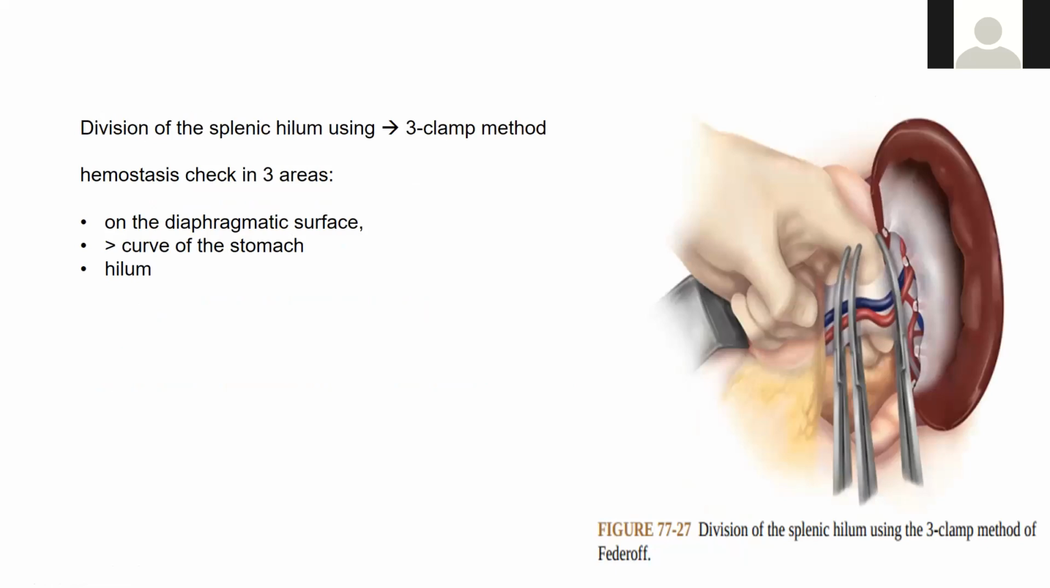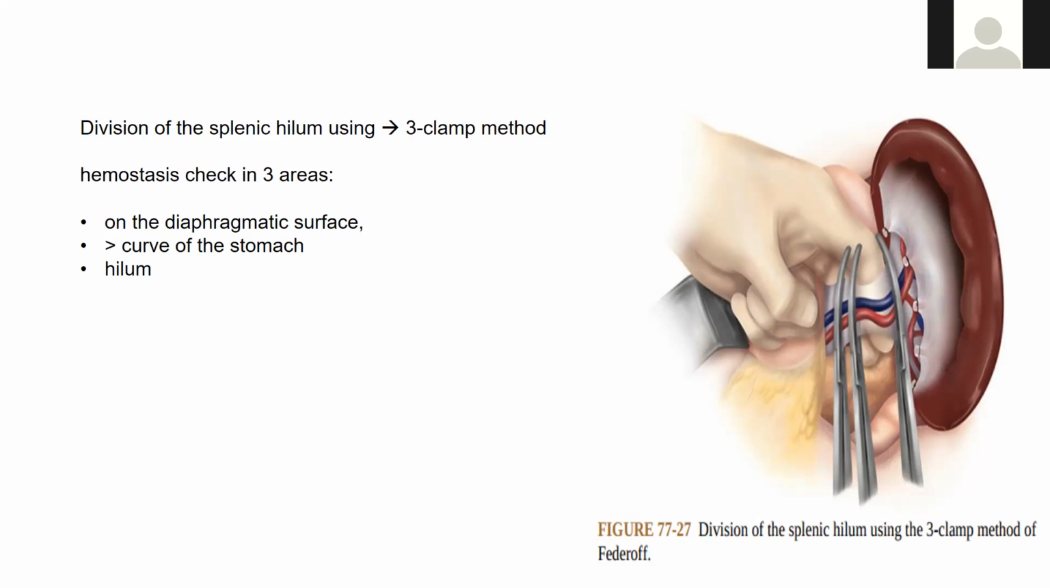After you have done your ligamental release and you medialize the spleen, you look at your splenic vessels. They usually say you tie the vessels individually, your arteries and your veins, using the 3-clamp method. So you have 2 clamps proximally and 1 clamp distally towards the spleen. In cases where there is an underlying hematological malignancy, you make sure you don't leave any of this tissue behind.